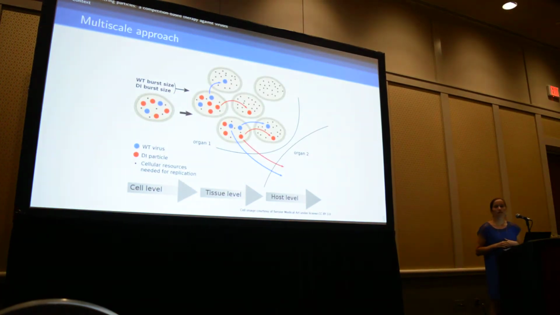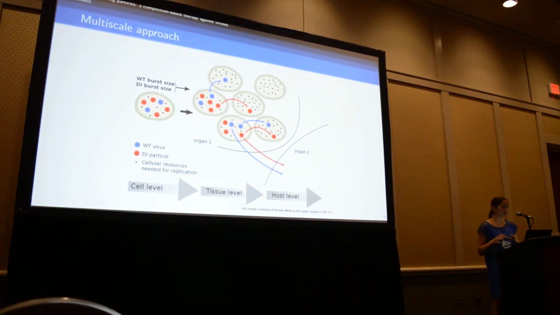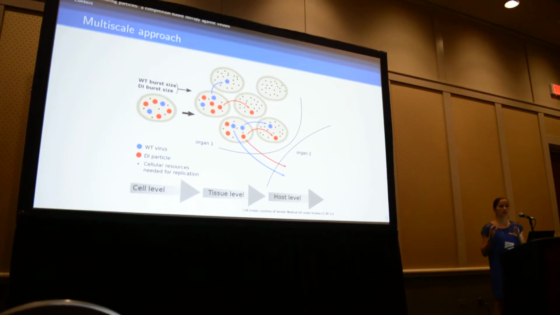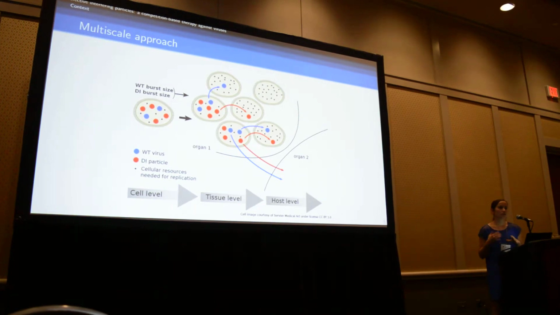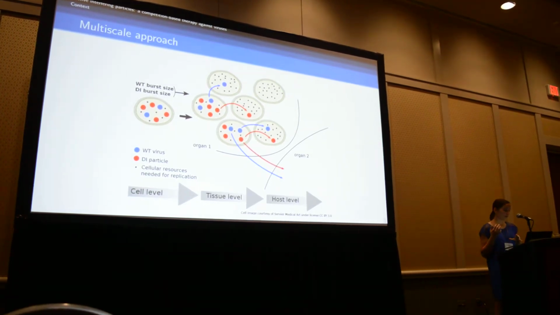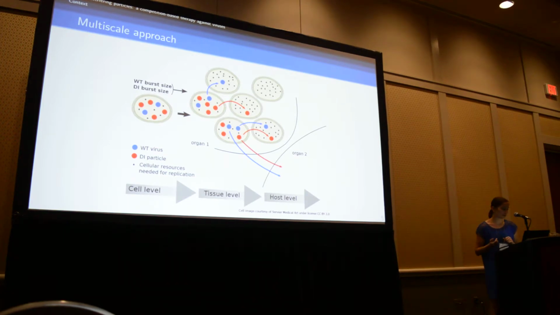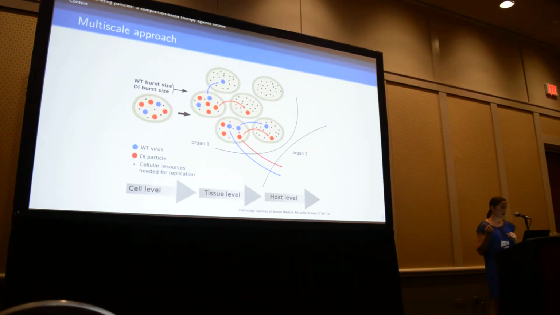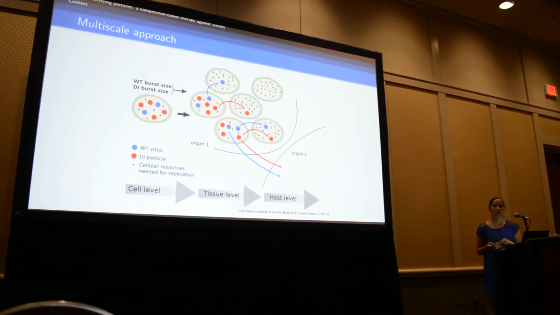For this, we developed a multi-scale approach, starting at the cell level, where we studied the competition between the wild type virus and the DI particle within the cell. We did this thanks to experiments and to mathematical modeling. And we could show that there is competition for cellular resources that are needed for replication, as well as, obviously, for the capsid proteins that are produced by the wild type. Thanks to this study at this level, we could estimate from experiments the wild type and the DI burst sizes, which are again the number of virions released at cell lysis.